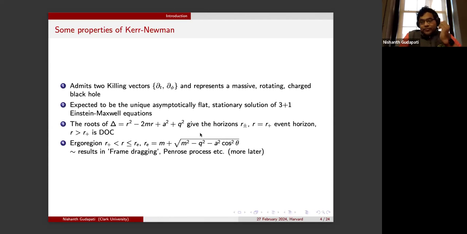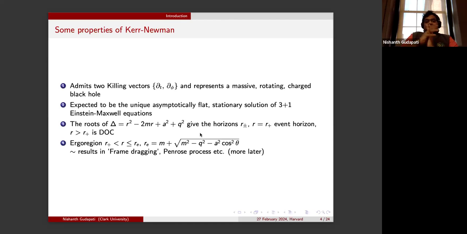But what is important for us is that in the domain of outer communications, there's a region which is very peculiar and interesting. It causes some problems for us in the black hole stability problem. It is the so-called ergo region. It's given by the quantity there. The problem with that is that the dt Killing vector field is not always time-like, as I was saying earlier.